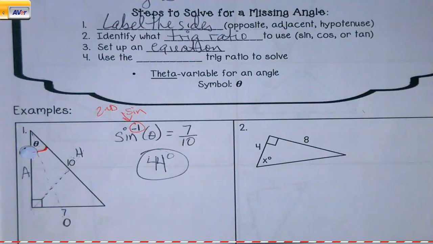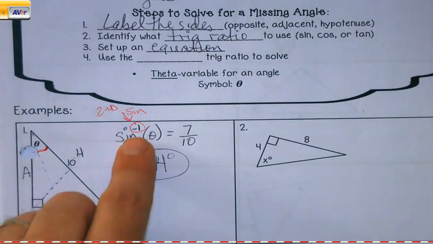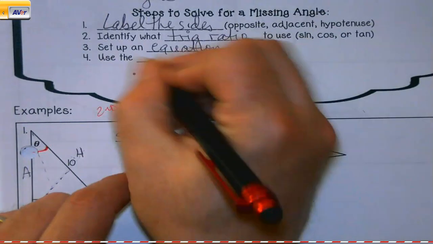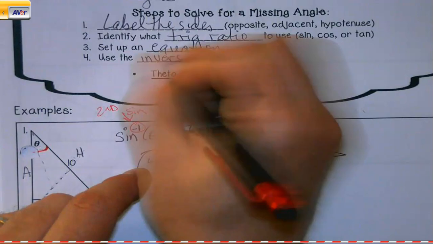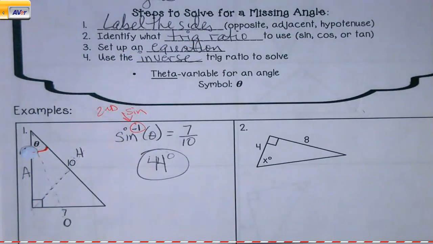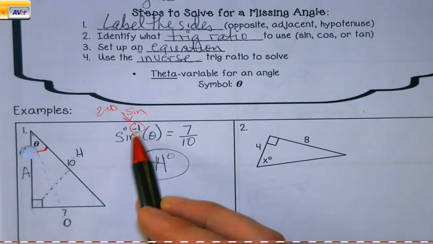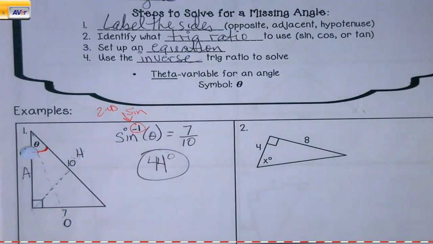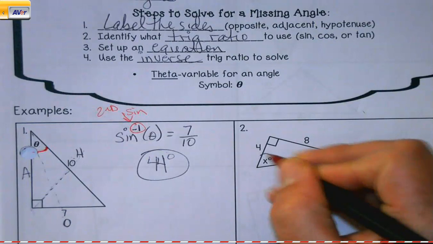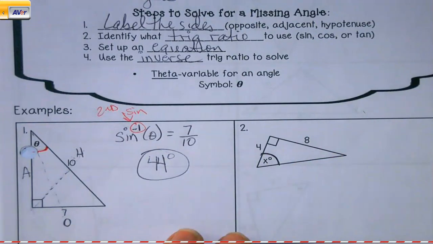So technically, this -1, if we want to use a little bit of math vocab and learn a little extra, what we're actually doing is using what's called the inverse trig ratio. That's not something that's going to be on a test or a quiz or anything. It's just saying, hey, if I see the little -1, the little inverse sign, I'm looking for an angle. That really is it. All right. Let's play with another one of these.